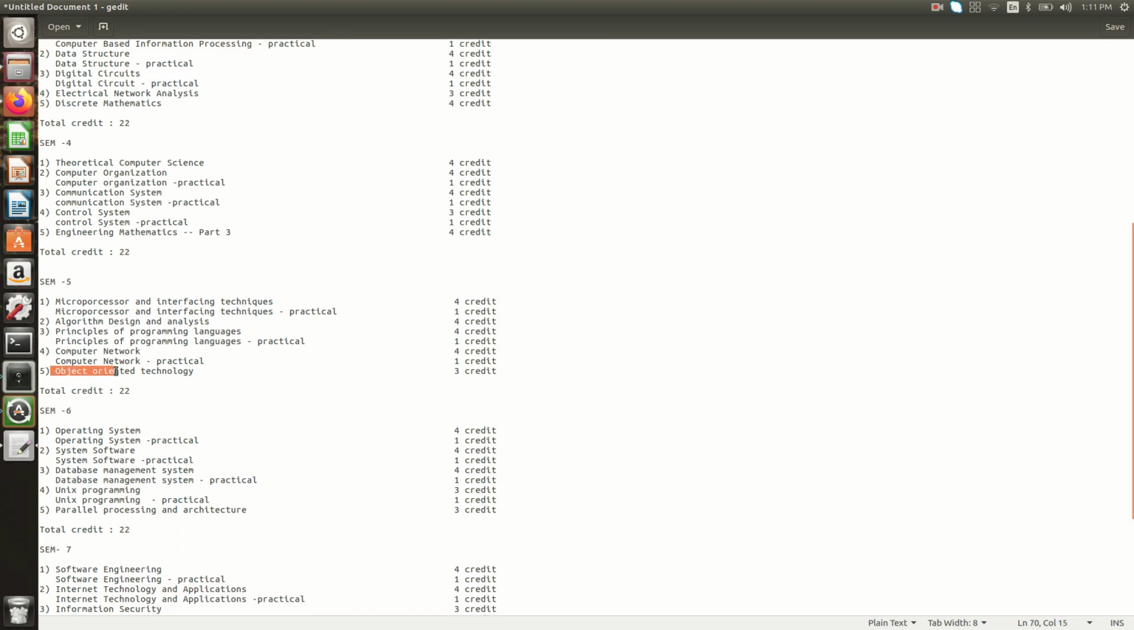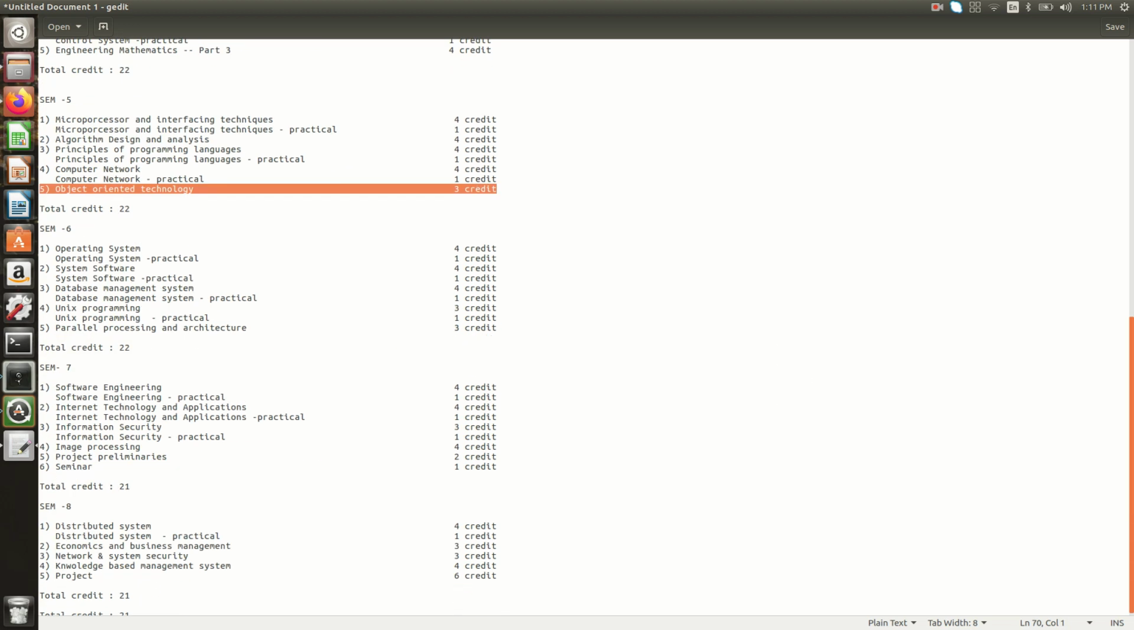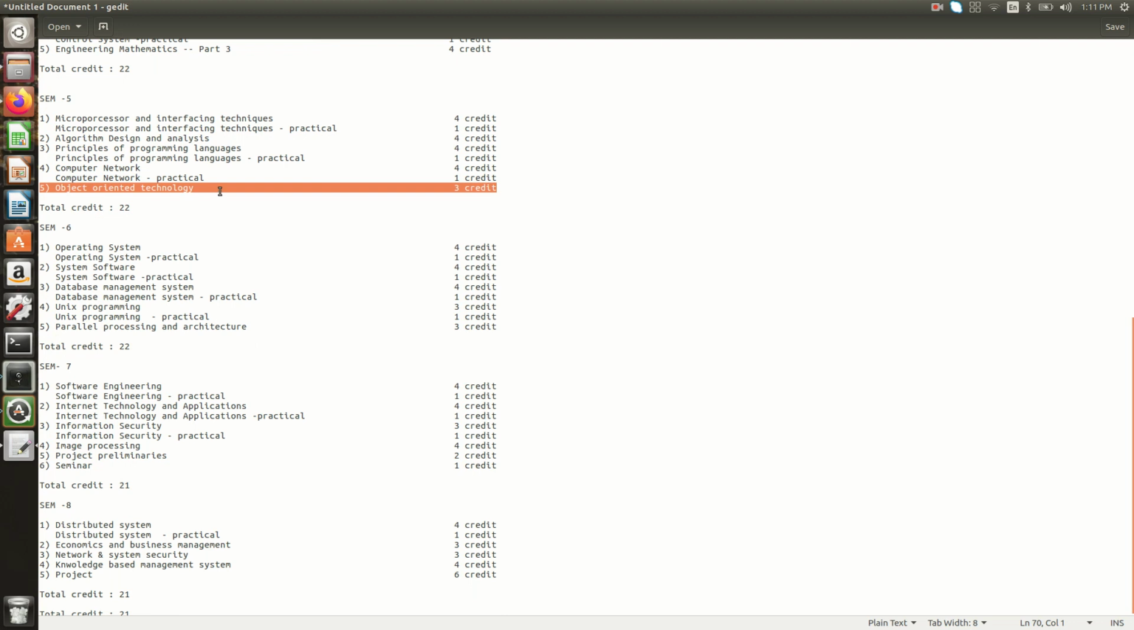Then let's come to object oriented programming. It was 3 credits. From 5th semester onwards you are going to have electives. So this subject was my elective, object oriented technology. Computer graphics was the alternate to this object oriented technology. I chose this rather than computer graphics. So total credits 22. Sem 6, operating system, 4 credits for theory and 1 for practical.